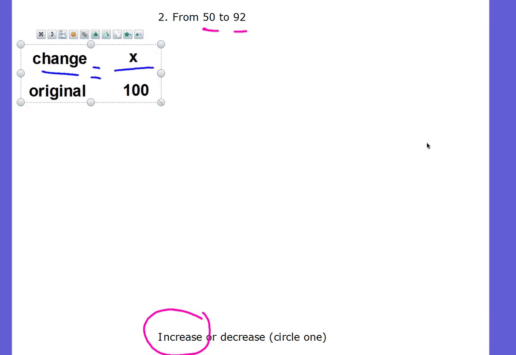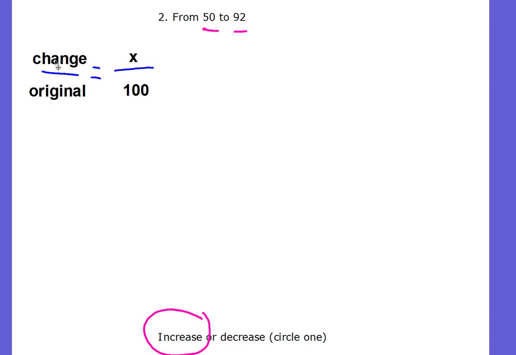Let's go ahead and move on to question number 2. We are going from 50 to 92. Was that an increase or a decrease? From 50 to 92, it did go upwards, so that was an increase. So now let's go ahead and start using that same formula that we had.